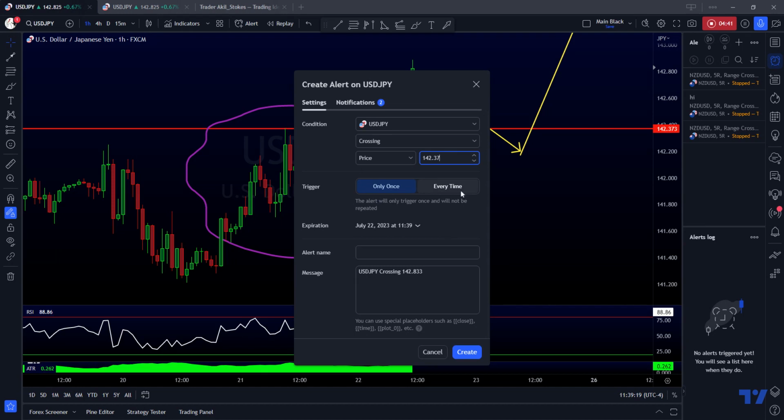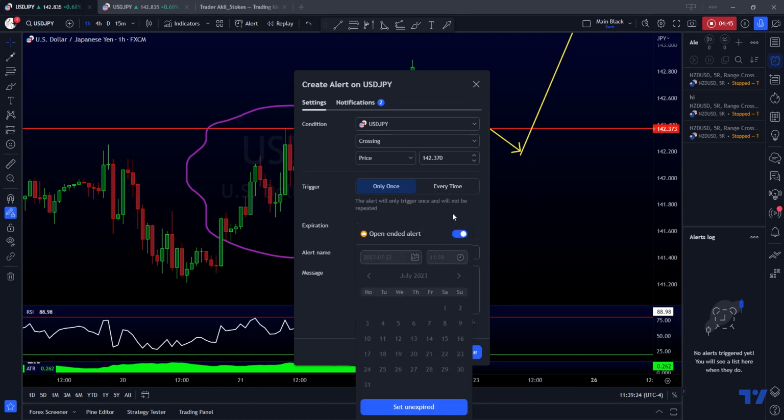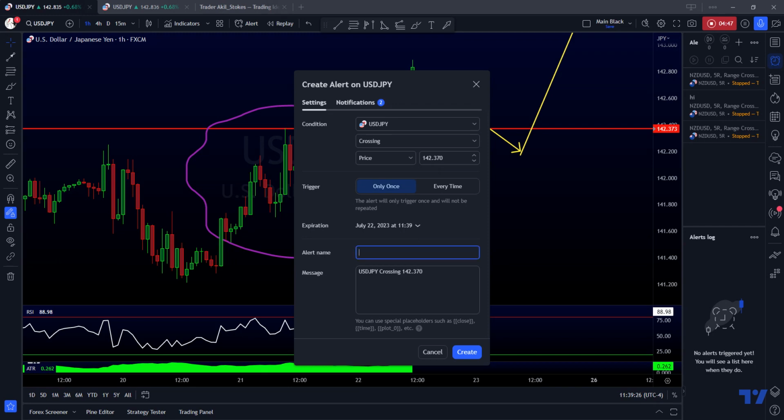Probably only once. You don't want it bugging you every time. No expiration on this, right? But set an alert here, and you can name it if you want, dollar yen pullback trade, do whatever you want down here. But set an alert for yourself.